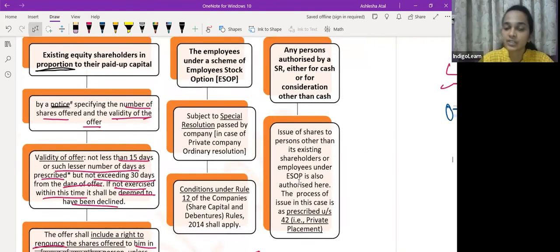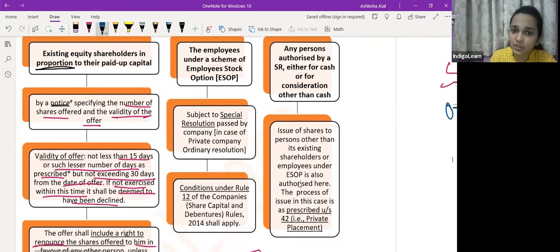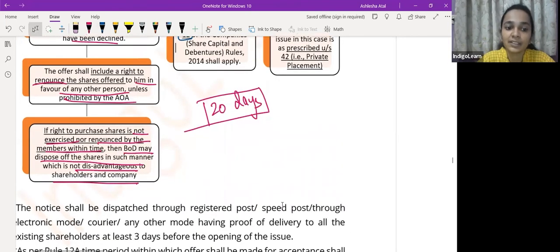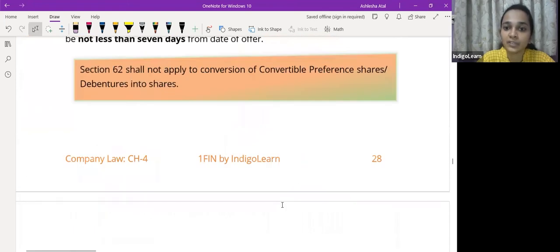Now what are the conditions? A special resolution is to be passed in case of a company. However, in case of a private company, an ordinary resolution, provided that the private company has not made any default in filing financial statements and annual return. And in addition to this, Rule 12 of the company rules shall also be complied with. So let's now have a look at Rule 12 and understand what Rule 12 talks about.